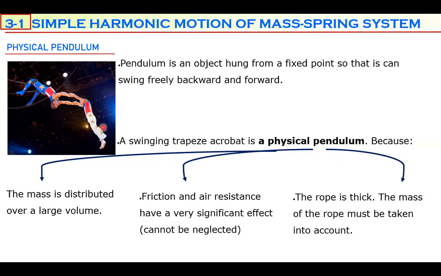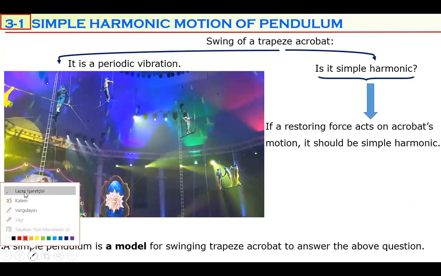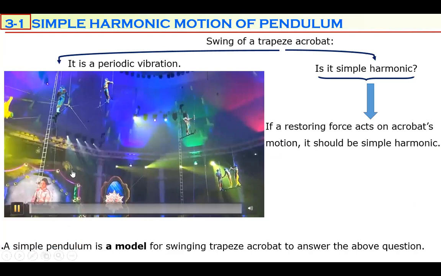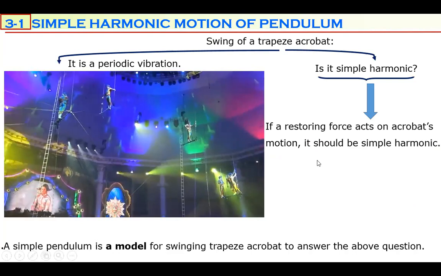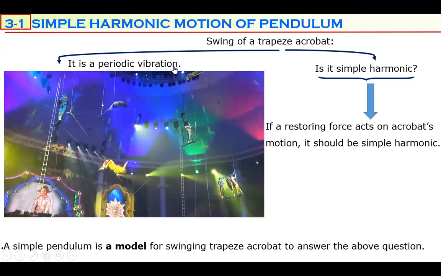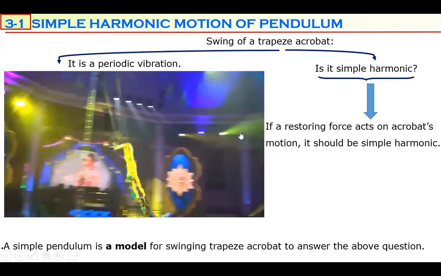But the question is this: the swing of a trapeze acrobat, yes, it's periodic motion because it is repeated motion. But is it simple harmonic? Is this motion simple harmonic or not? We are going to try to understand this now. It is certainly periodic motion. It's going back and forth over the same path.